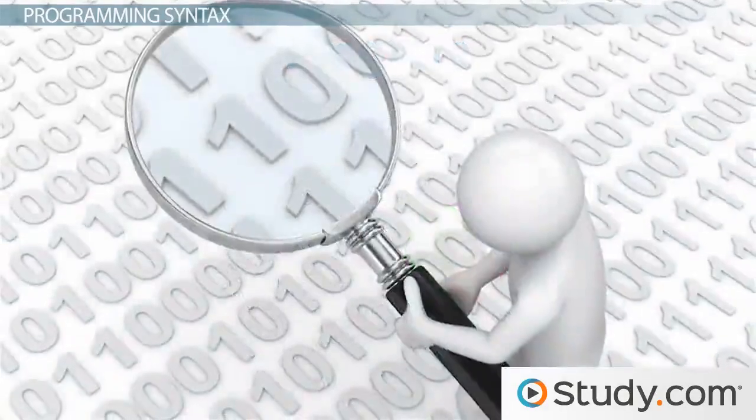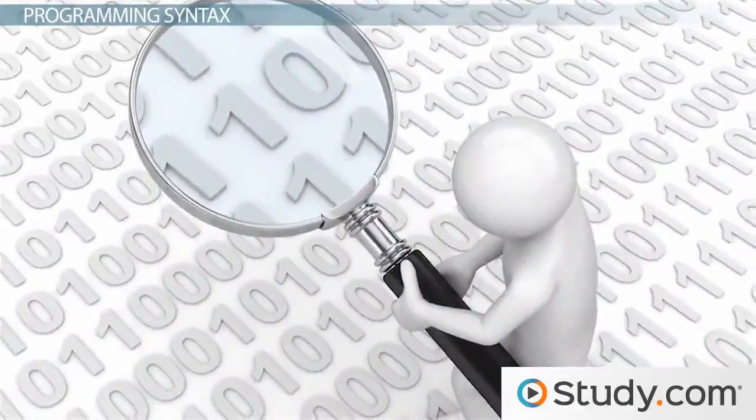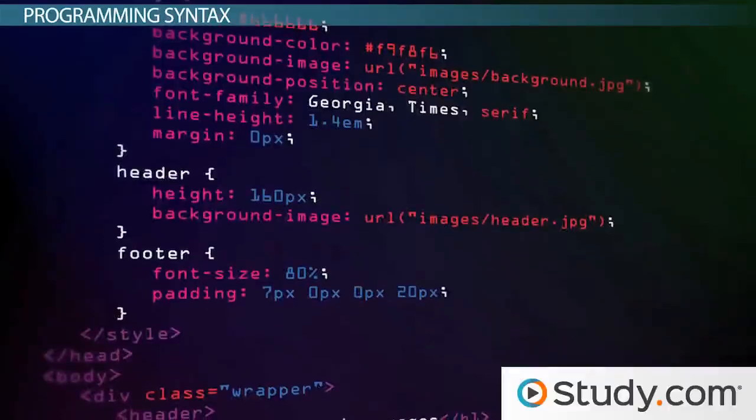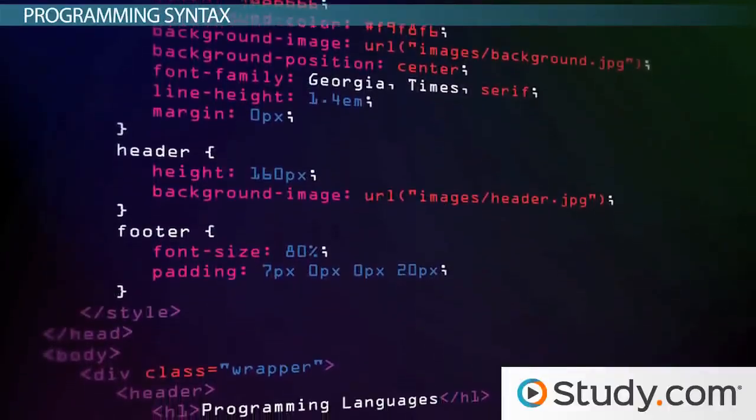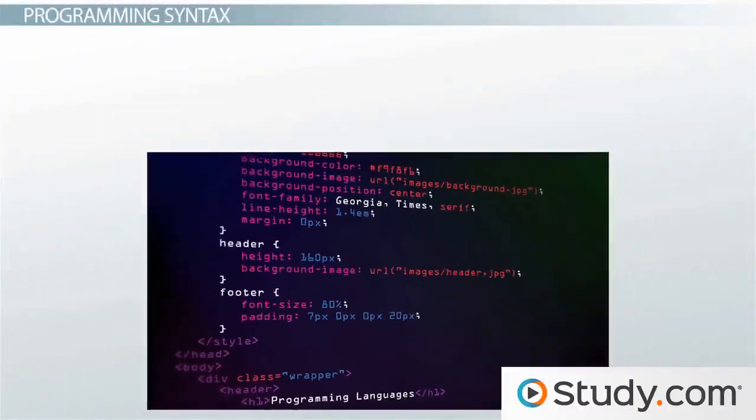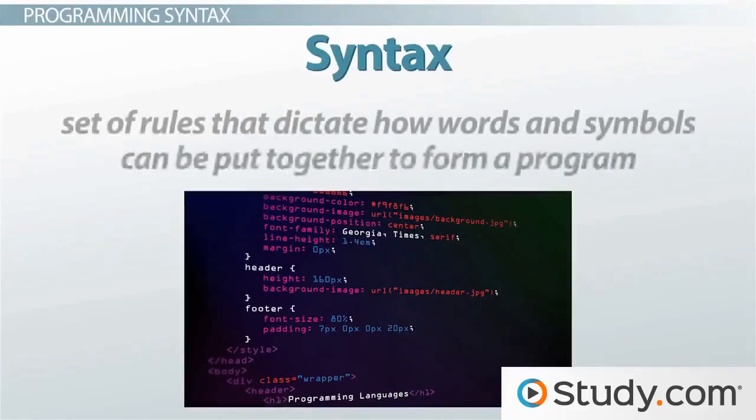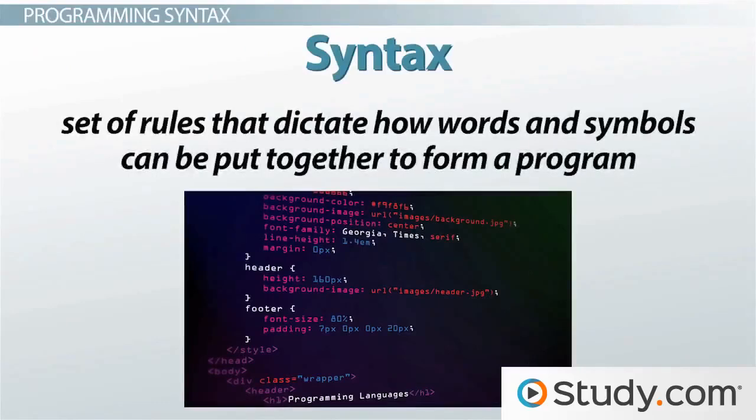Code is written in a language that a computer can understand. There are hundreds of different programming languages, each with their own logic and syntax. A programming language has its own syntax, which consists of a set of rules that dictate how words and symbols can be put together to form a program. The concept of syntax in programming language is similar to the concepts of grammar and spelling in spoken language.